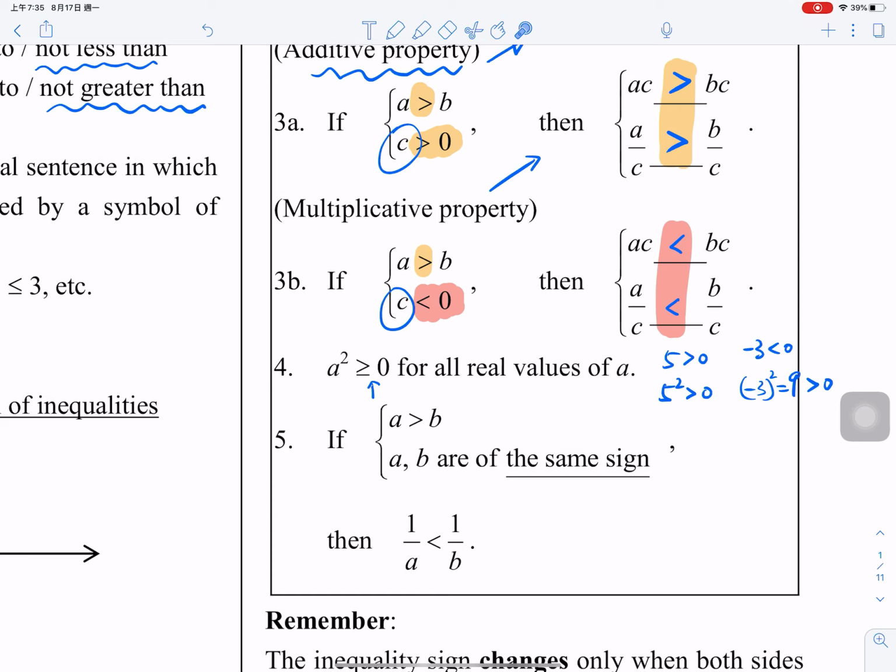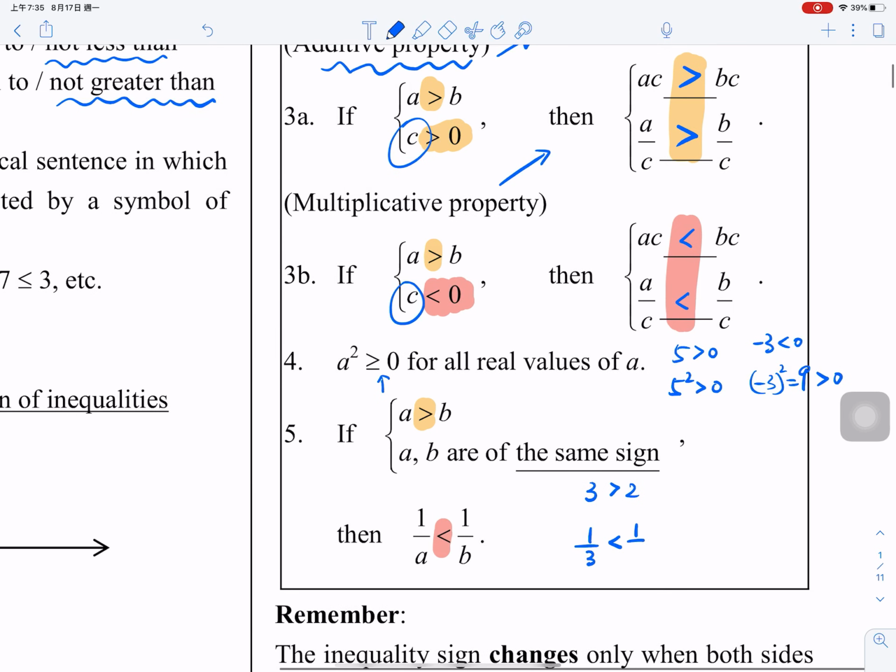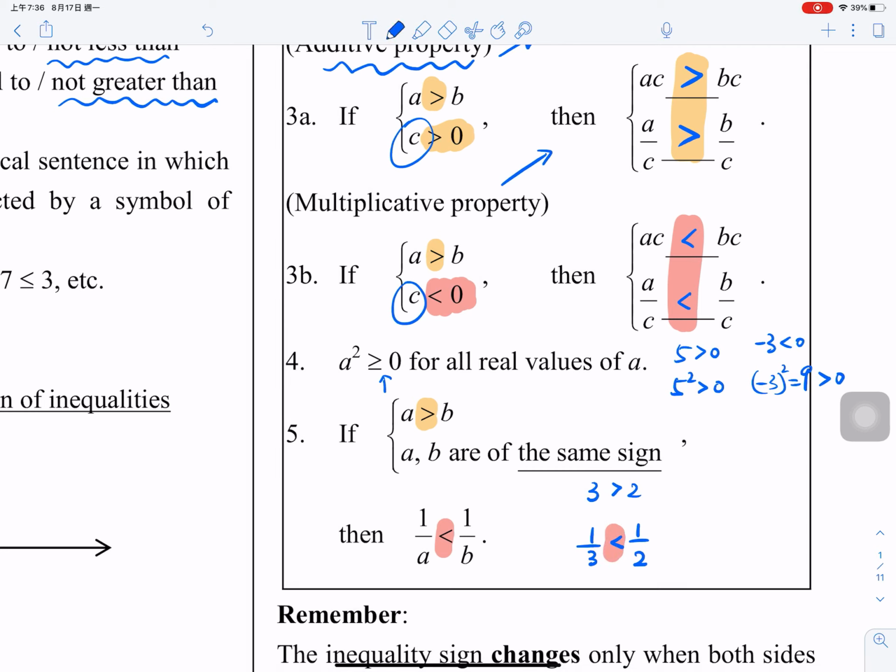If A is greater than B, and A and B are of the same sign, then after you take the reciprocal, the inequality sign changes. Before, in some topics, for example, I told you already, and hope you remember. For example, now 3 is greater than 2, right? And 1 over 3 will be smaller than 1 over 2. See? The inequality sign changes.